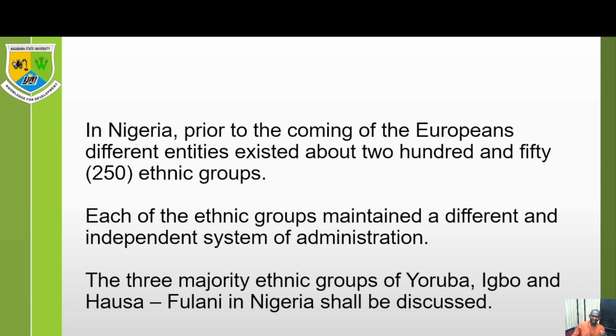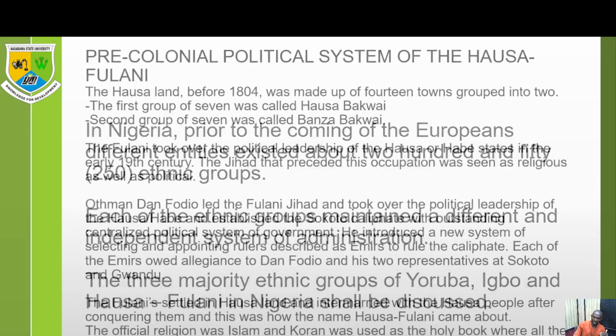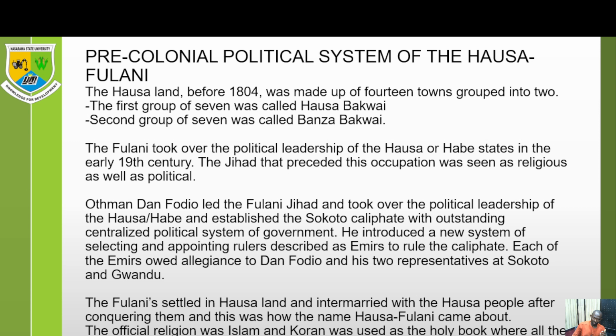As I mentioned earlier, in Nigeria, prior to the coming of Europeans, different entities existed, about 250 ethnic groups. Each of the ethnic groups maintained a different and independent system of administration. The majority ethnic groups of Nigeria are Yoruba, Igbo, and Hausa. Some put Hausa Fulani together, which shall be discussed maybe in our subsequent class.